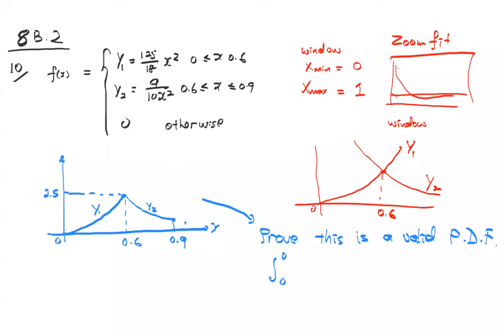Integral from 0 to 0.6 of y1 dx. So you see, during the exam, how good is it if you write down the first function as y1? So you can just write y1 in your working, and you don't have to keep repeatedly writing this. Okay, dx plus the integral from 0.6 to 0.9 of y2 dx. So what is the answer? Do you get one?